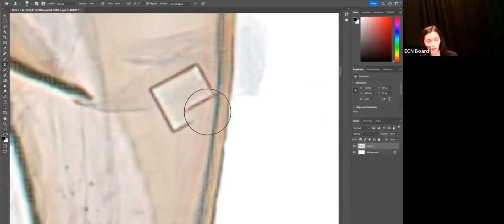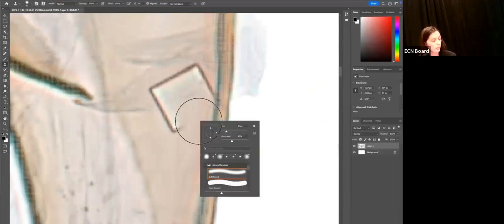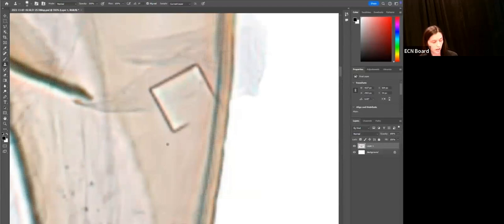Okay, and in this video, I used the clone stamp tool, which enables you to copy or clone an area and apply it elsewhere. This allows me to sample the areas adjacent to an unwanted object, whether it's debris or some other element, and apply it elsewhere.